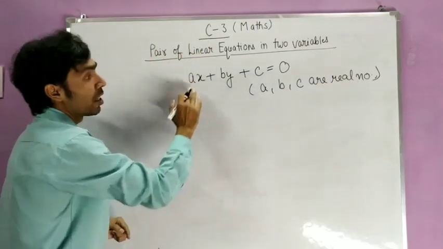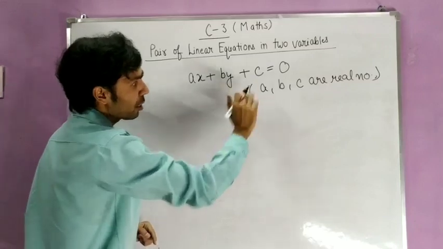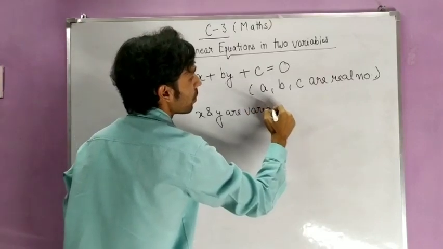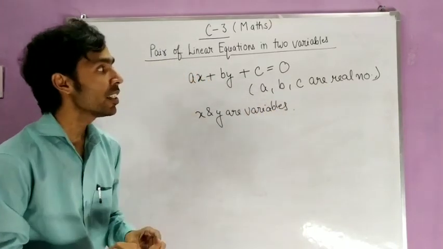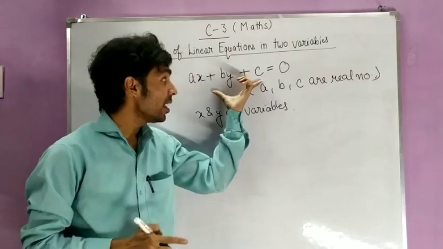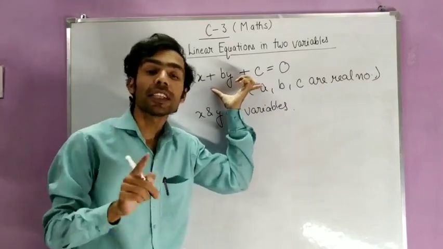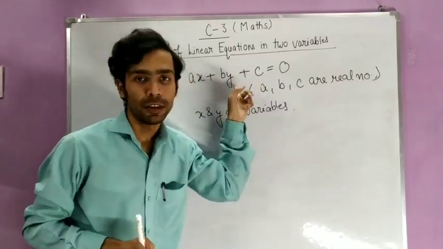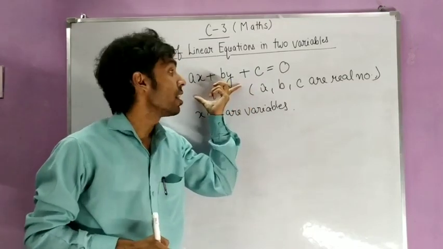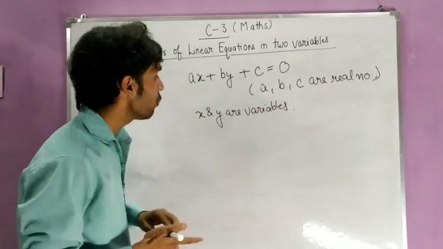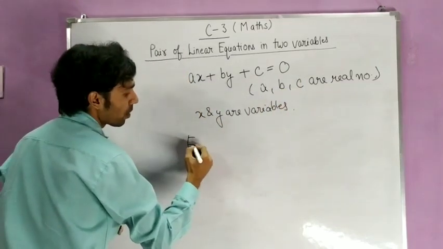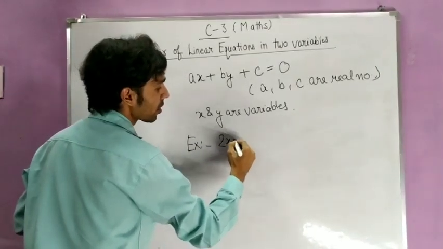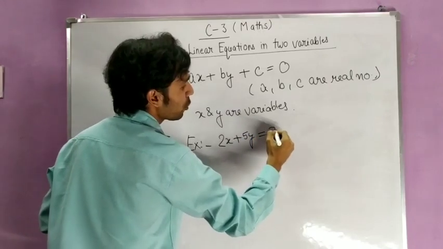Now the remaining thing is that x and y. So in this equation x and y are variables. Okay, now students, you can see this is an equation and this equation is in two variables. The first variable is x and the second variable is y. Okay, so this equation is known as linear equation in two variables. I will give you the example also. Suppose I have written 2x plus 5y equal to 7.